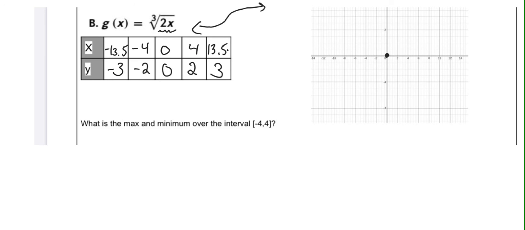So 0, 0. We also have 4, 2. Just be careful, right? This graph goes by 2s, and this one goes by 2s, but it looks a little bigger. Right. -4, -2. And again, our graph looks something like this. And like this.